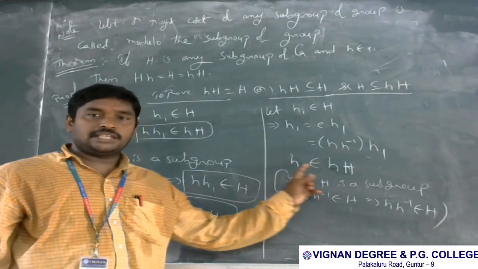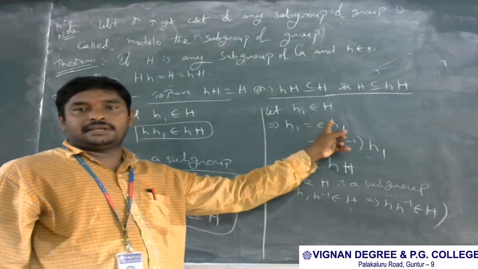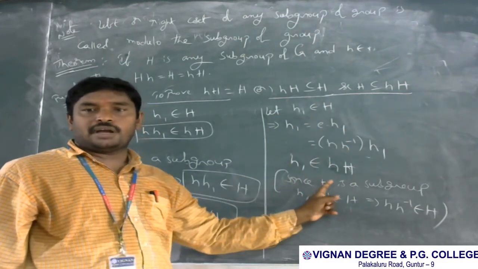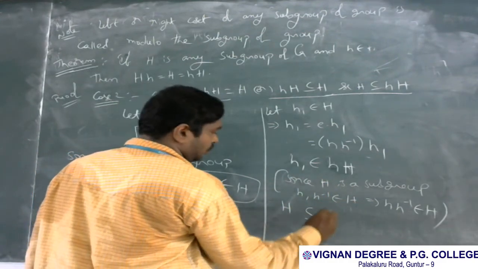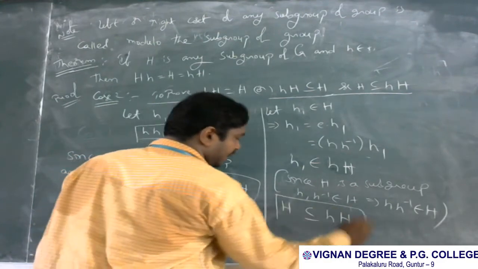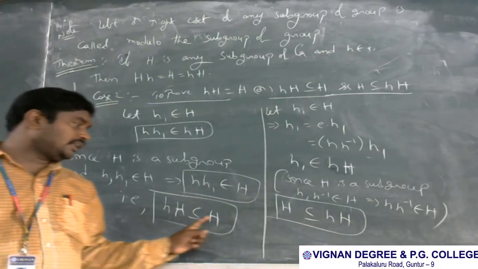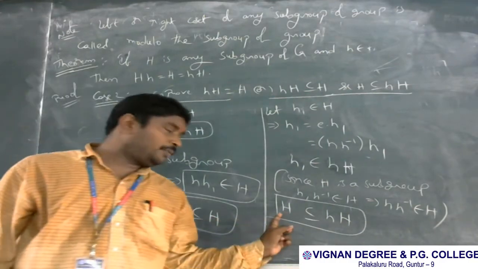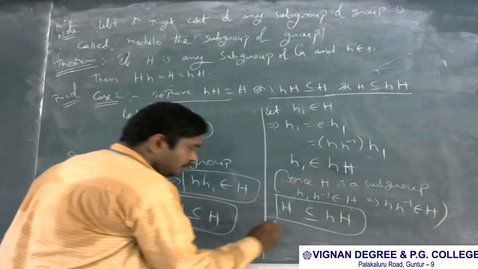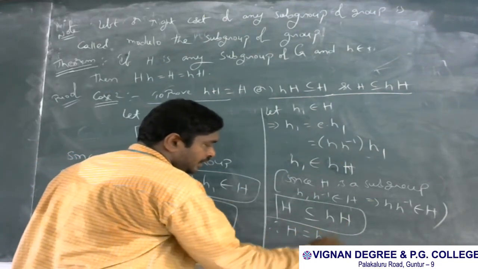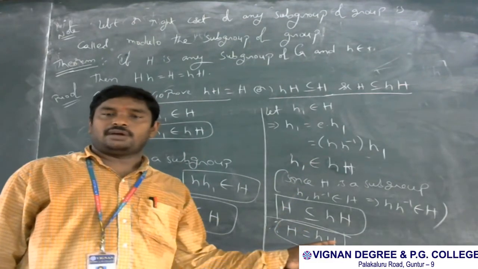So I'm writing small h1 belongs to small h into capital H. Where you take small h1 in capital H, where you prove small h into capital H is a subset or equal to capital H, and you have proved now capital H is a subset or equal to small h into capital H. Means both must be equal. Capital H is equal to small h into capital H.